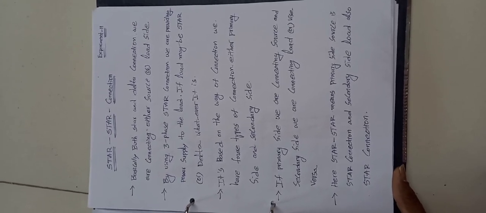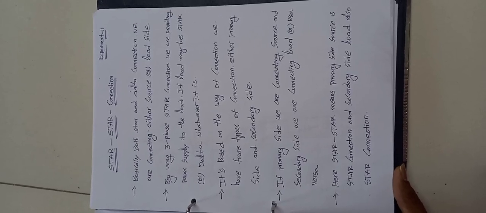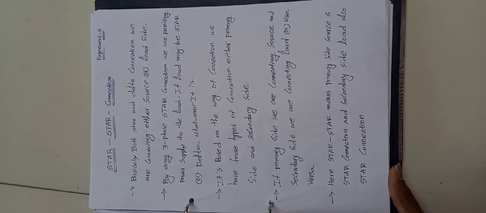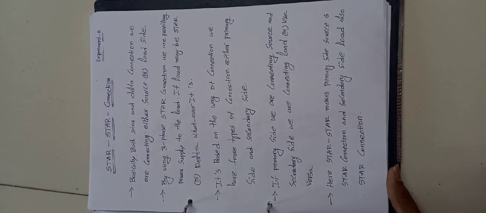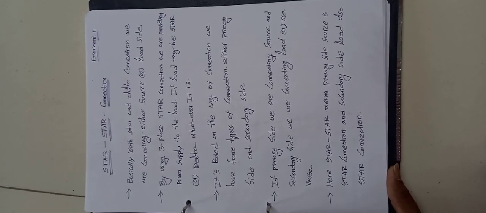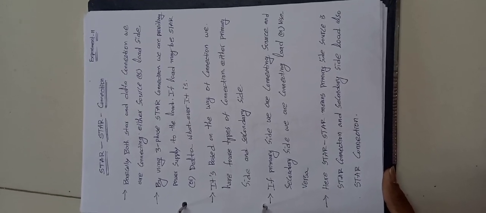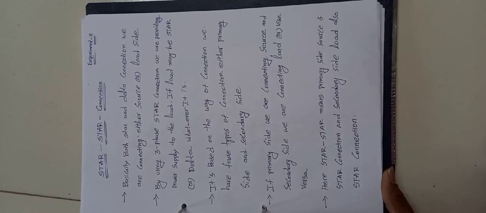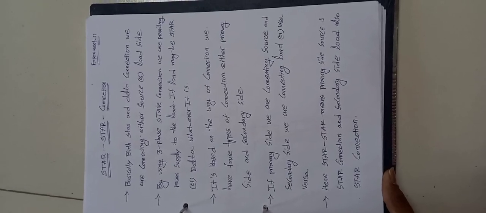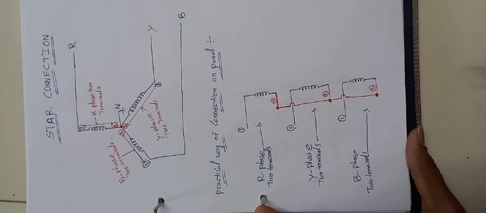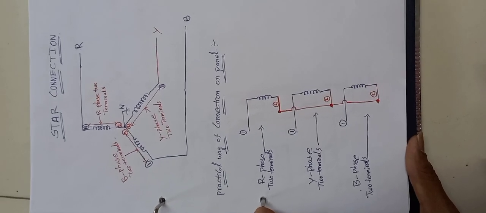Based on the way of connection we have four types of connections, either on the primary side or the secondary side. On the primary side we connect a source and on the secondary side we connect a load, and vice versa. Here star and star means the primary side source is a star connection and the secondary side load is also a star connection. First we are going to discuss what a star connection and a delta connection are, and how we connect the star and delta connections.